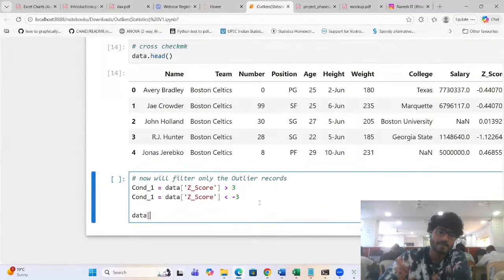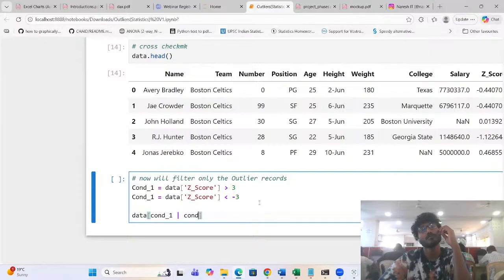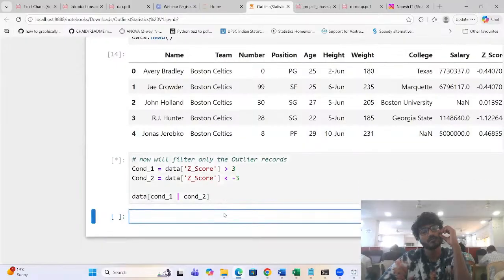How? From the data, condition 1, or this straight line is the logical representation of the OR operator. And means the ampersand symbol you see on the PC. That's what. Yesterday someone asked me that. See, the straight line is for OR. Okay. So condition 1 or condition 2. Condition 1 or condition 2. Is this clear? So let me go and do this.